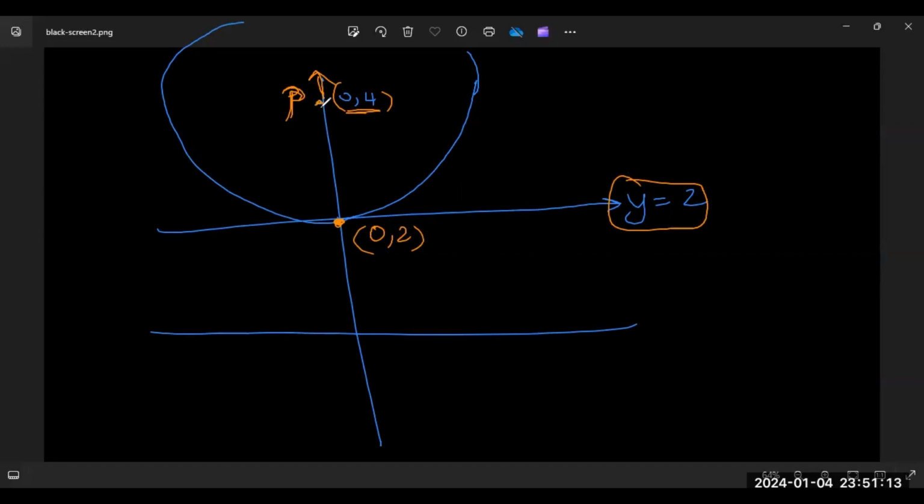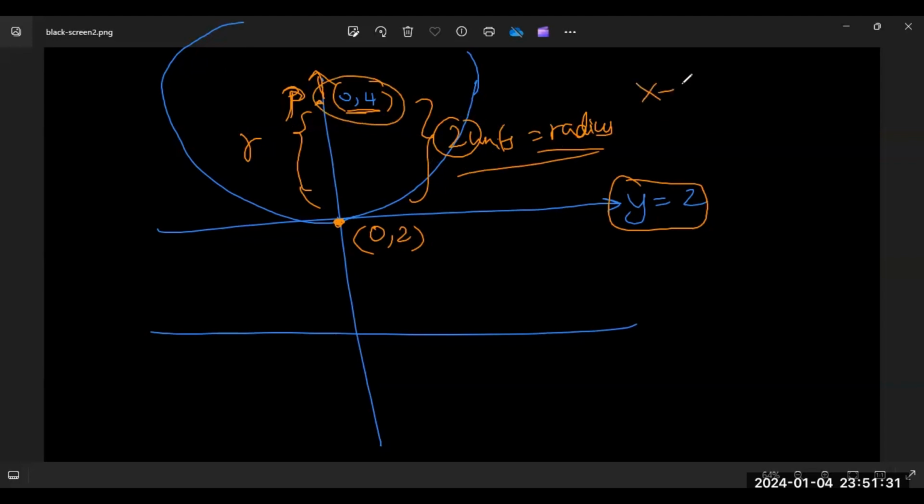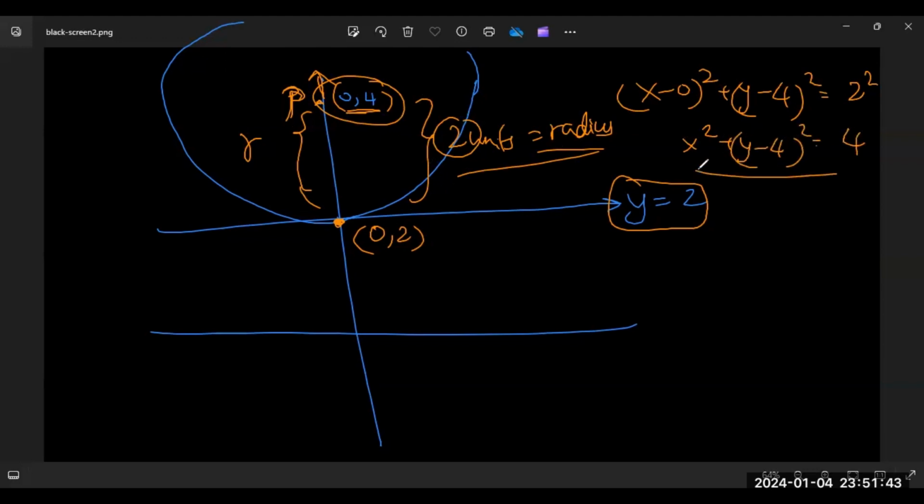The radius is nothing but the distance from the center to the periphery. So this is the radius. If this is 4 and this is 2, this distance will be 2 units, which is the radius. So we got the radius, we have the center. Put it into the equation. So x square plus y minus 4 square equals 4. Hence it will be option C.